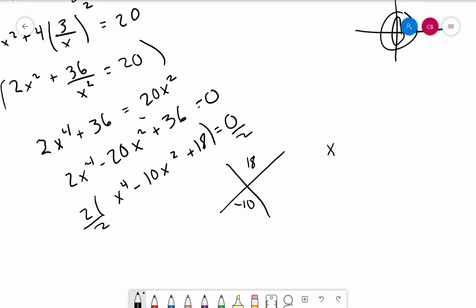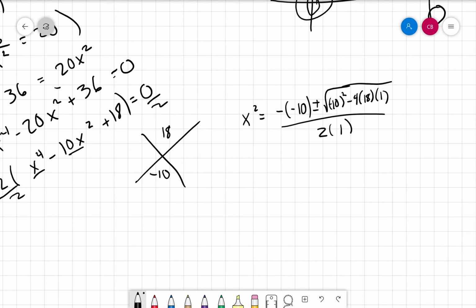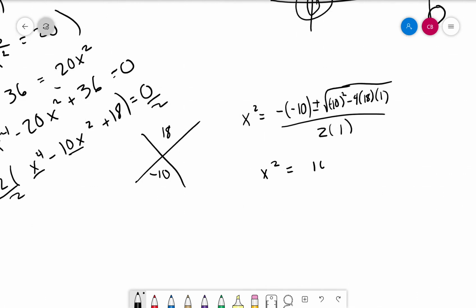So let's do x squared is equal to, notice I put x squared because this is x to the fourth. X squared is equal to negative b, so negative 10, plus or minus the square root of negative 10 squared minus 4 times 18 times 1, all over 2 times 1. X squared is equal to 10 plus or minus the square root of 100 minus 20 times 4, which is 80, minus 8, 72.